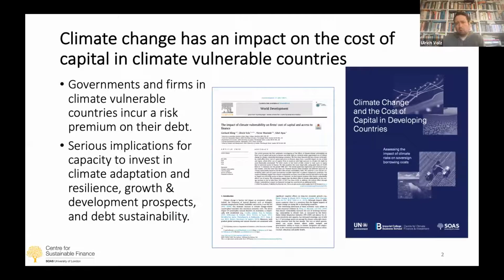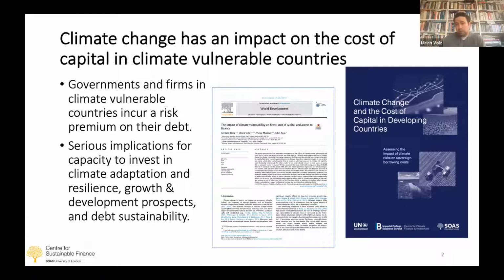So we've done some work looking at the impact of climate change and climate vulnerability on the cost of capital in climate vulnerable countries. And we could show empirically that governments of climate vulnerable countries have to pay a higher cost on their sovereign debt, which is problematic because these are actually the countries that have the greatest investment needs in adaptation and resilience, but they're also facing a climate vulnerability premium on their cost of debt, which is limiting their ability to invest in resilience.